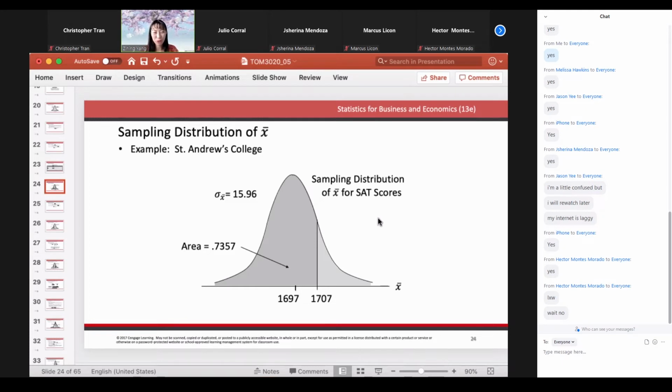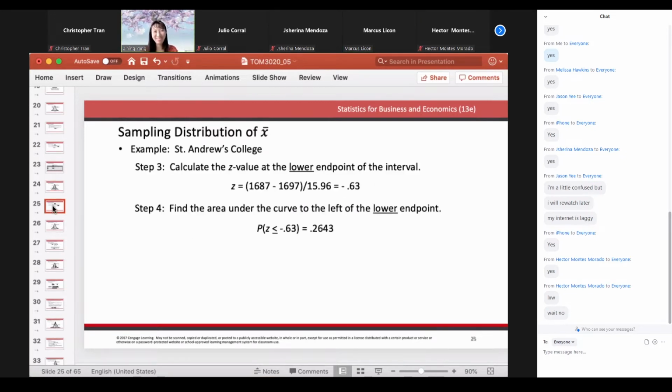Then what do we do next? We would do the same, but for the other x, 1687. Yes. 1687 minus 1697, right? So that's the other side. Then divided by standard error, then we get z equals negative 0.63.